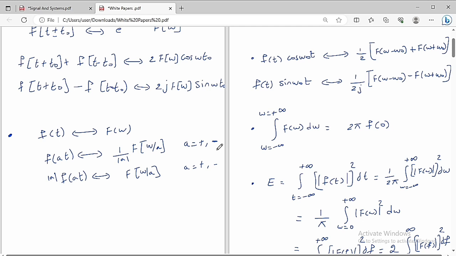If a is greater than 1, it is compressing the signal. If a is less than 1, it is expanding the signal. So multiply by mod a on both sides and we get mod a into f of a t is nothing but f of omega by a. This is a different way of writing it.